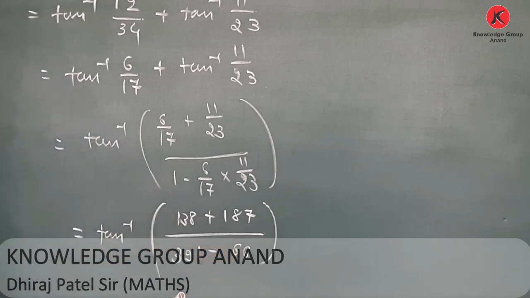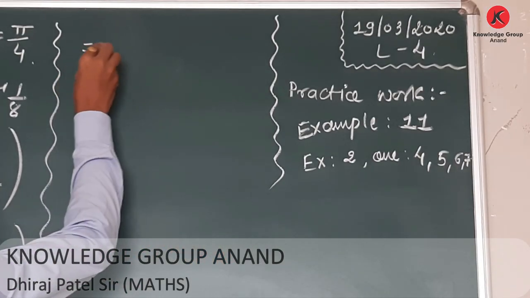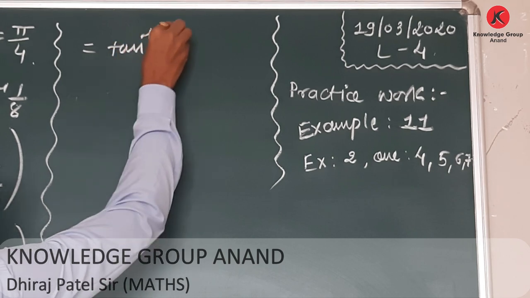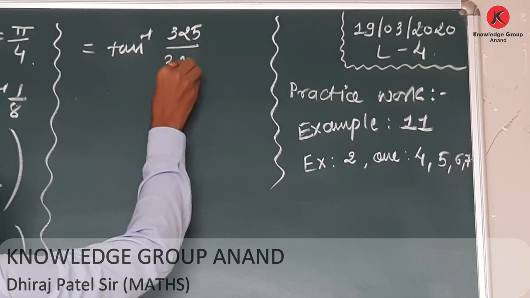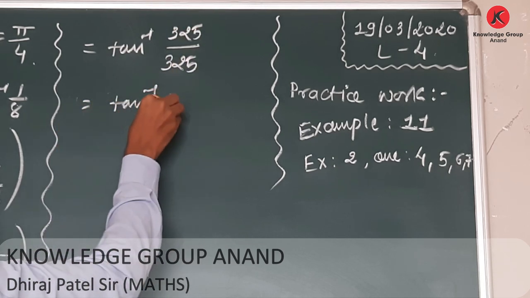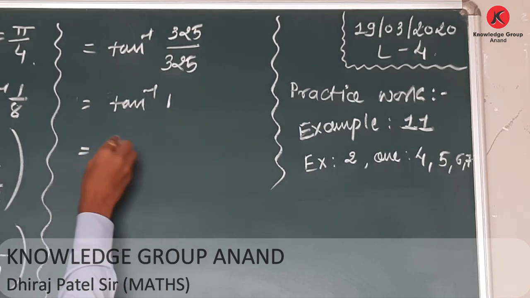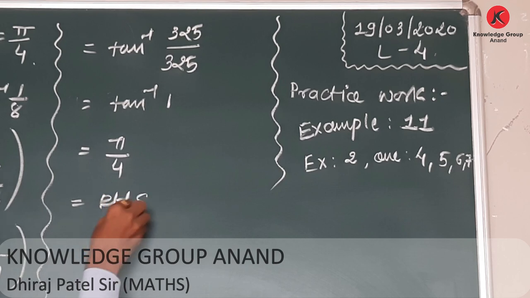So simplify this. It equals tan inverse of 325 divided by 325. 325 divided by 325 will cancel. The answer is tan inverse 1. We know the value of tan inverse 1 is pi by 4, which equals the right hand side.